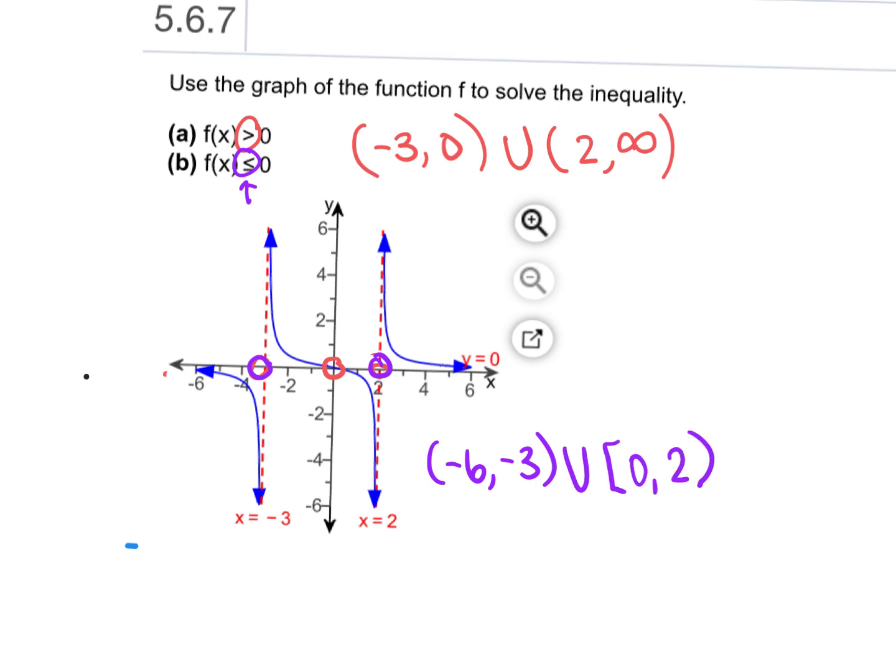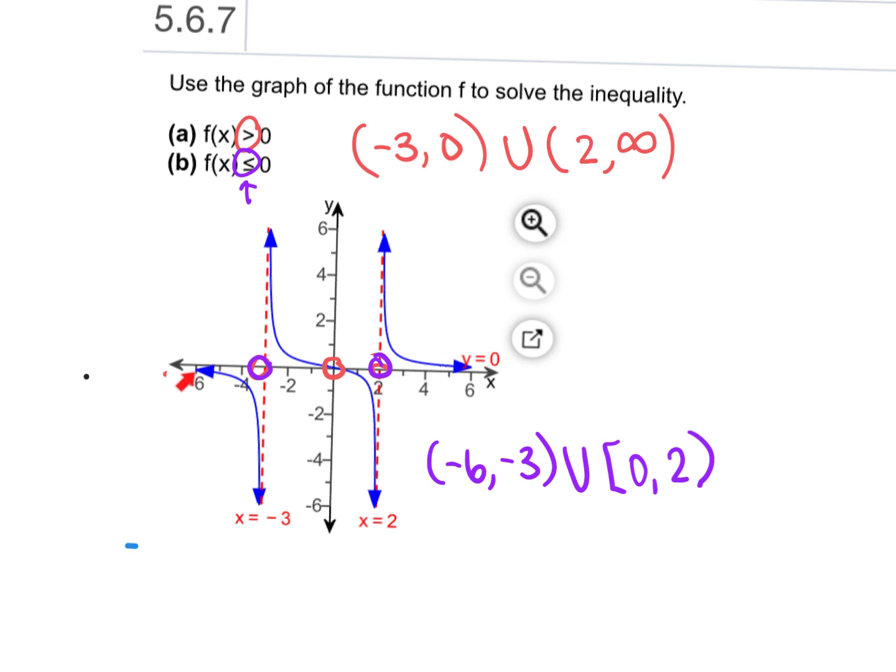So what this is saying now is the graph is above the line on these intervals from -3 to 0. We don't include the 0 here, though, because we have this symbol. It's also above the line from 2 to infinity. It's below the line from -6 to -3. We can include any x-intercept. We cannot include the asymptotes, though. That's why this is an x-intercept. These are asymptotes. So you have to be careful with that.